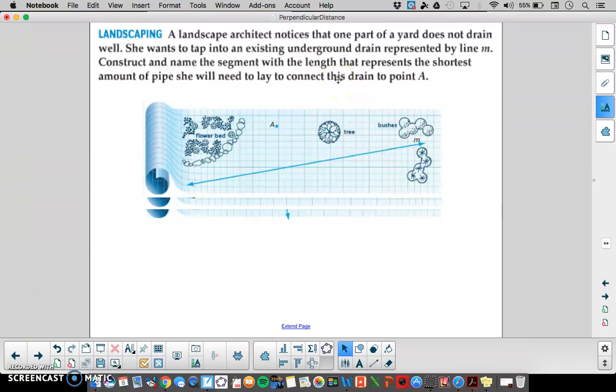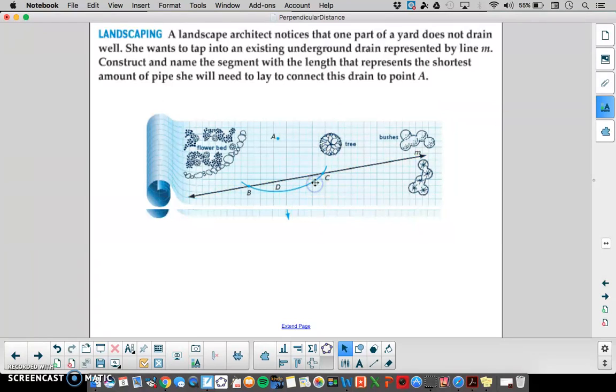Well, based on our perpendicular postulate and our distance from a point to a line, we know the shortest distance between the point and that line is going to be the perpendicular distance. So we need to draw that single perpendicular line through point A to line M. What we need is to first construct a couple of points on that line. So here we have point B and point C.